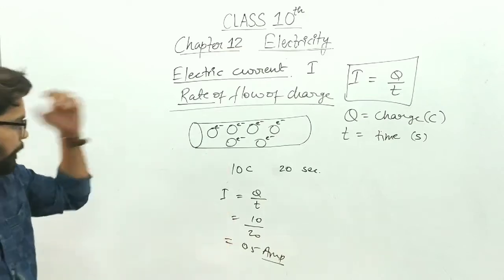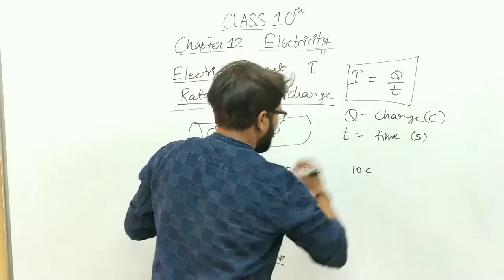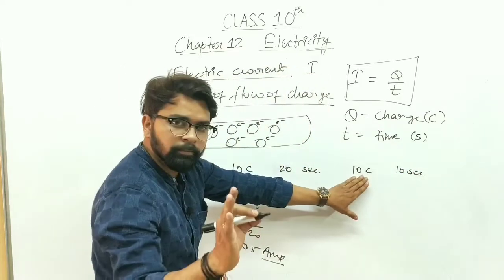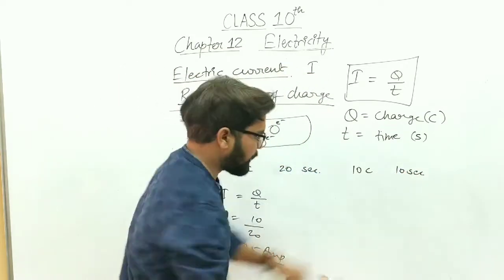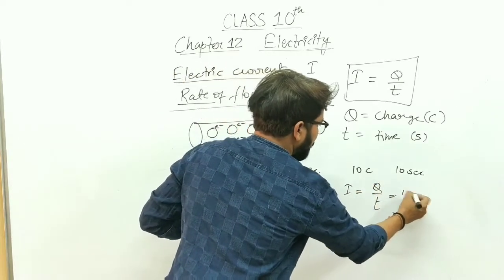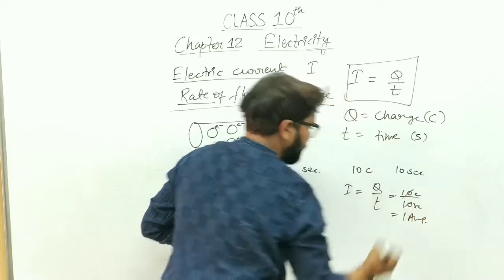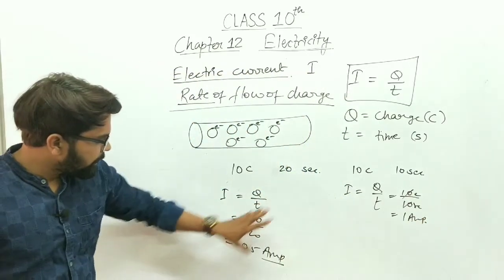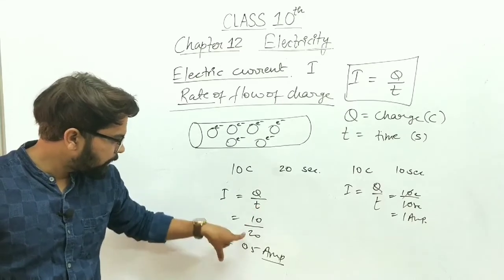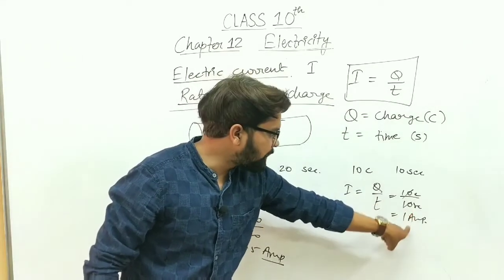Now again I took an example, like 10 coulomb of charge takes 10 seconds to flow. The same charge, but the time is less. Now what is the current? I equals Q upon T. Q is 10 coulomb upon 10 second, that is 1 ampere. So you can easily see that if the time is less, here the time is taken as 20 seconds and here 10 seconds. The time is less, the current is higher.